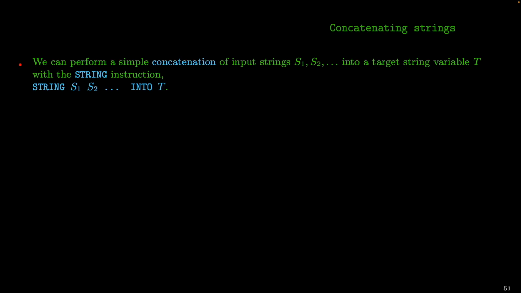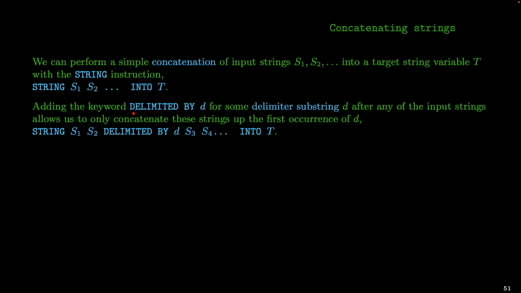We can also concatenate several strings in COBOL. This we do not do with the inspect instruction, but with the string instruction. So if we're given several input strings, S1, S2, and so on, we can concatenate them to give a target string variable, which I call T, by writing string S1, S2, and so on into T.